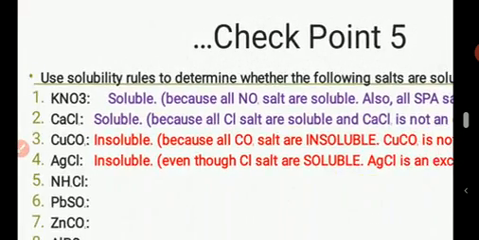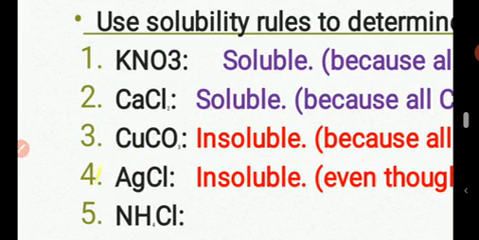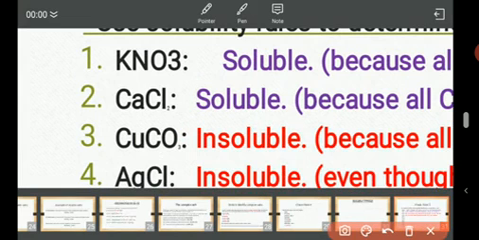Number 3 is copper carbonate, that's CuCO3, copper(II) trioxocarbonate(IV). Now, will it be soluble or not? You check this anion. It's a carbonate salt. Now, you ask yourself this question: are carbonate salts soluble?